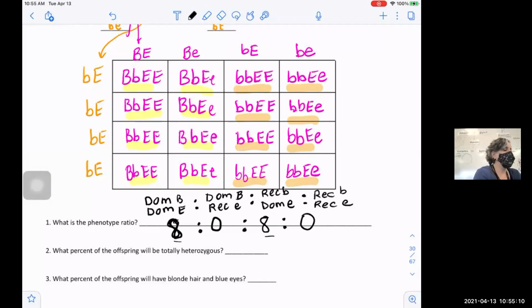All right. The next question is asking how many of the offspring would be totally heterozygous. So when you see the term totally, that means they're completely heterozygous. So in this case, it would be big B, little b, big E, little e. So what percent of our offspring are going to be that?